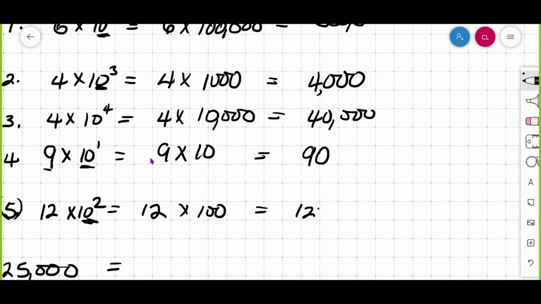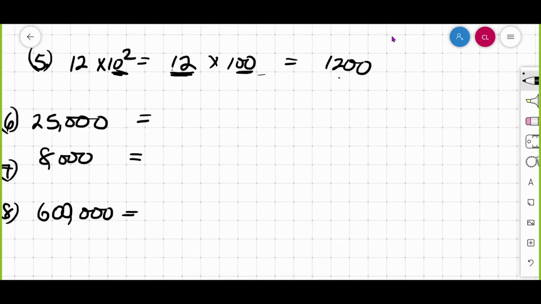1,200. Remember, if I'm multiplying the whole number by any multiple of 10, we can simply look at the number of zeros and add it to this to get the answer. Are you guys seeing that? Look at this. 9 times 10. I simply add 0 to the 9. It becomes 90.